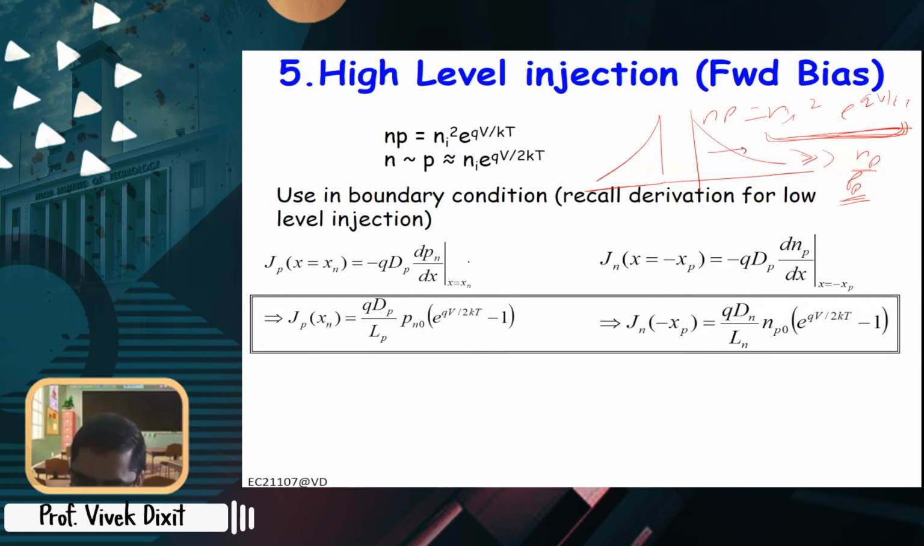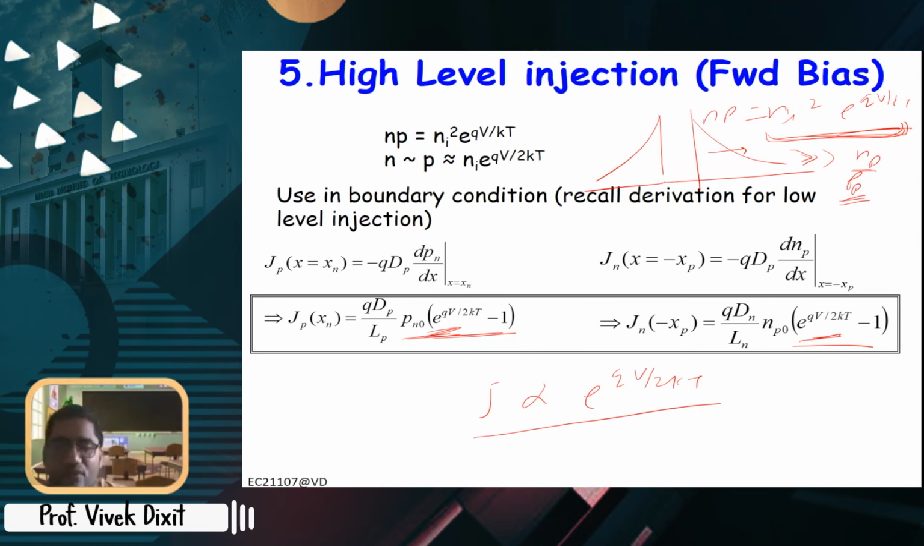you use the diffusion equation, right? You will get an expression exponential with QV by 2 kT, because for high level injection the carrier concentration is exponential QV by 2 kT. So when you add the hole diffusion and electron diffusion, you have this exponential QV by 2 kT common, and the total current is again proportional to the exponential QV by 2 kT. So again at high level injection, now high level injection of course occurs at higher voltage. So when you reach VBI or around that point, you will have high level injection.